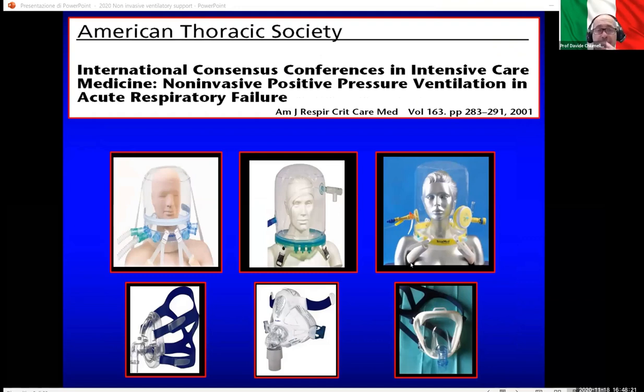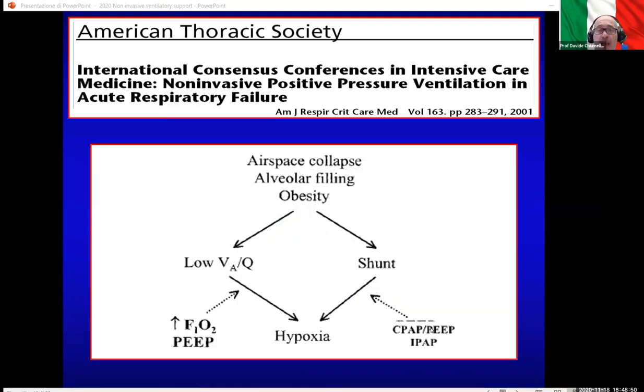How can we support the patient with non-invasive ventilatory support? We can apply the helmet. With the helmet, I suggest using CPAP, not pressure support. On the contrary, with a mask, it's possible to use CPAP or pressure support. And the advantage of non-invasive support is that, in addition to increasing FiO2, it can recruit the lung, so it can decrease the shunt and decrease the amount of hypoxemia.